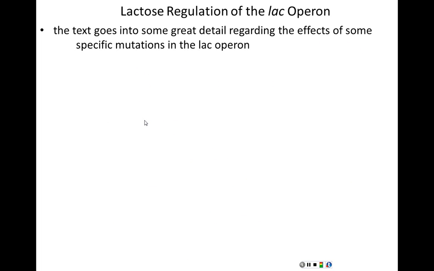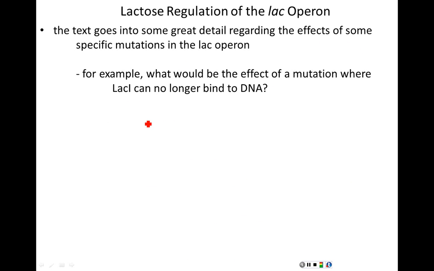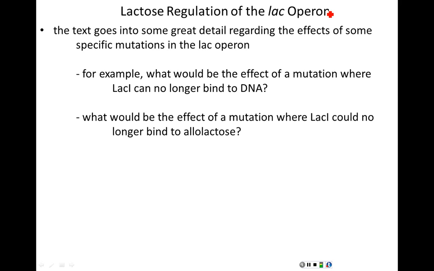The text also goes into some great detail regarding the effects of specific mutations in the lac operon. For example, what would be the effect of a mutation where LAC-I can no longer bind to DNA because of a mutation in the LAC-I gene? What would the effects of that be? Think about that. What would happen in the cell if LAC-I could no longer bind to DNA under any circumstances?